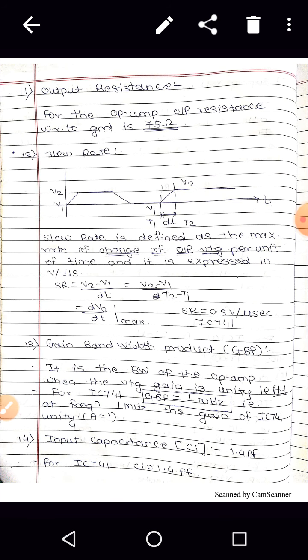Next, output resistance of the op-amp. For the op-amp, output resistance with respect to ground is 75 ohm. Remember, output resistance for the op-amp is 75 ohm.